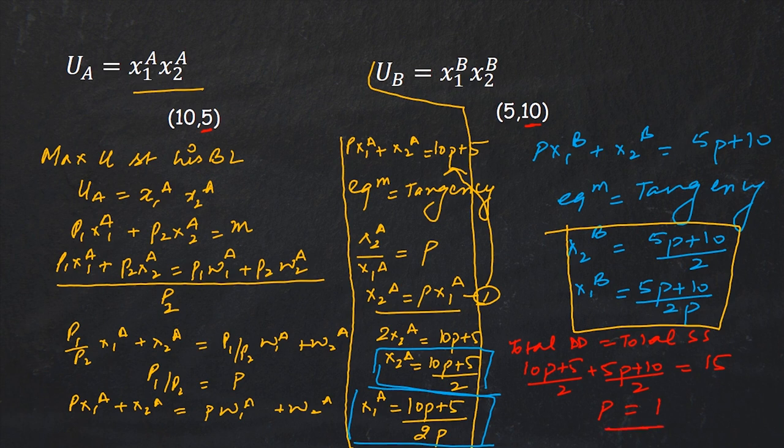Once you have p equal to 1, all you have to do is put p equal to 1 here, here, and you will get x2a, x1a, and you will get x2b, x1b. So let me just write it quickly here. So x2a then will be 7.5. x1a will also be 10 into 1 is 10 plus 5, 15 upon 2 is 7.5, and by the looks of it, x2b and x1b will also be 7.5 each.